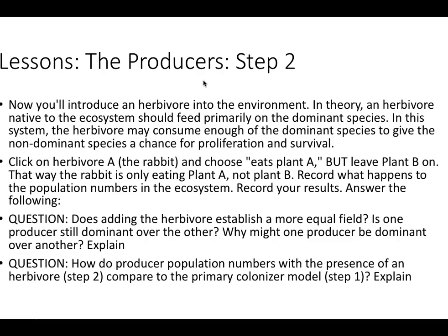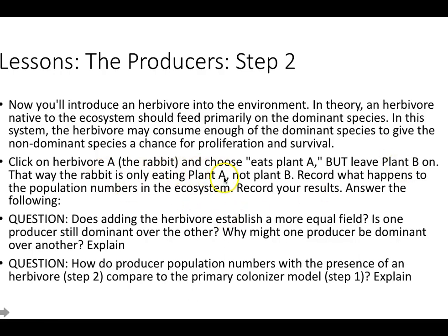Okay, so when you go to the simulator, you're going to again have producers, but this time you're going to increase the complexity of your food chain. So you're going to click on herbivore, the bunny rabbit, and when you do, there'll be a menu that will drop down and you will hit Eat Plant A. But you're going to leave Plant B on, and you just have to click on it and there's Plant B.